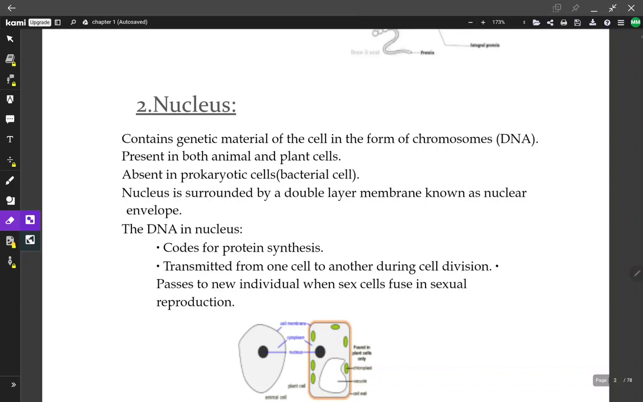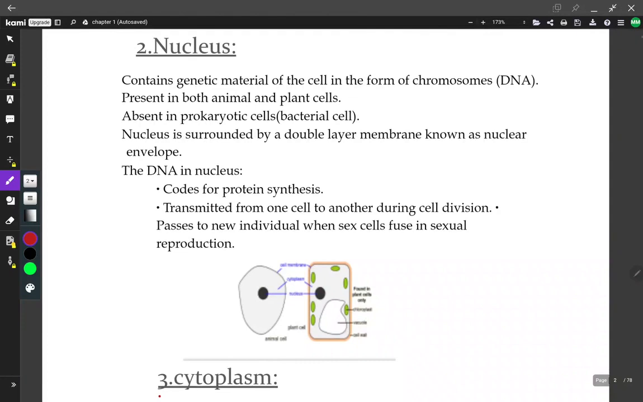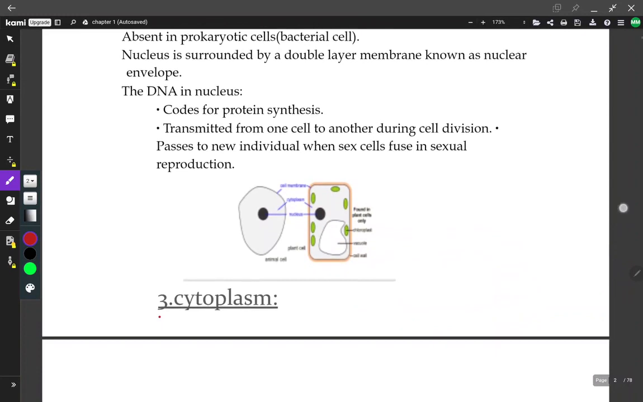So right now we're going to see why the DNA in the nucleus is important. DNA codes for protein synthesis. It is transmitted from one cell to another during cell division, and it is passed to new individuals when sex cells fuse in sexual reproduction. That's how you inherit genes from your parents. DNA from your mother and DNA from your father is passed to the new individual cell formed during fertilization.